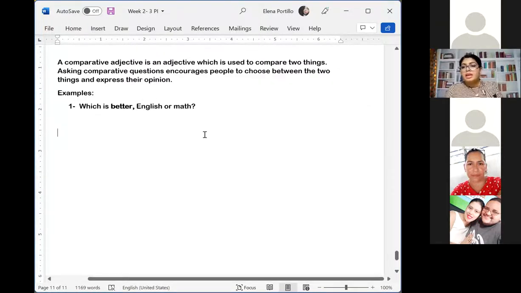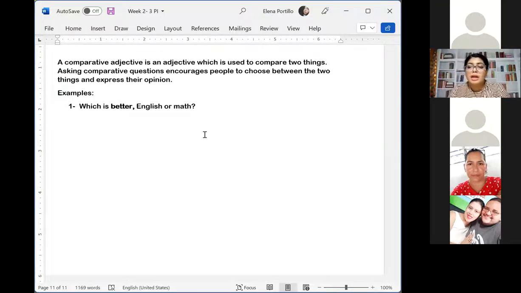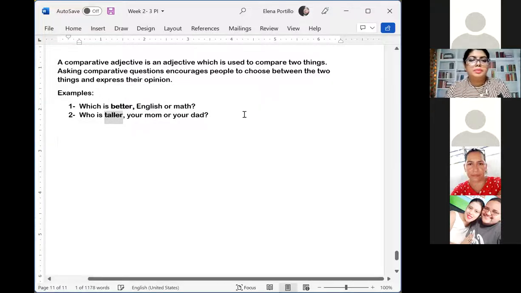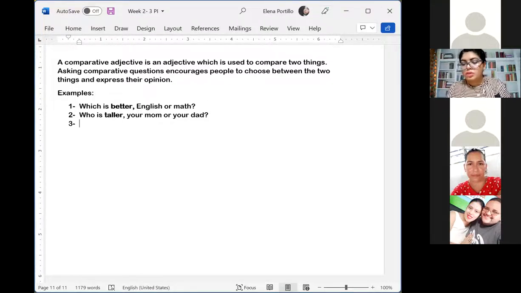So we have here that in this case, asking comparative questions help us to choose between two things. And also we can give opinions about the things that we are choosing. In the question number one, we have, which is better, English or math? In this case, we're using the word better, because we are going to choose which one for us is better, English or math, and we can give an opinion why we choose that answer. For example, we have the number two. Who is taller, your mom or your dad? We use the word here, taller. Then number three, who is smarter, you or your brother or sister?